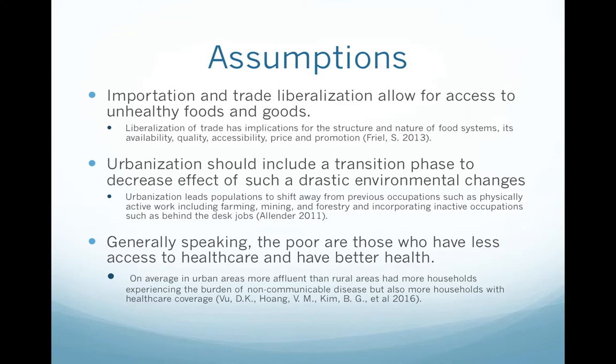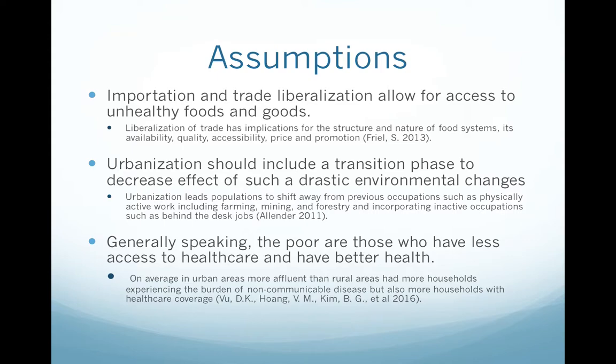Urbanization should include a transition phase to decrease the effect of such drastic environmental changes. My quote here is, "Urbanization leads populations to shift away from previous occupations such as physically active work, including farming, mining, and forestry, and incorporating inactive occupations such as behind-the-desk jobs." Typically, behind-the-desk jobs are associated with decreased physical activity, which has been an issue.